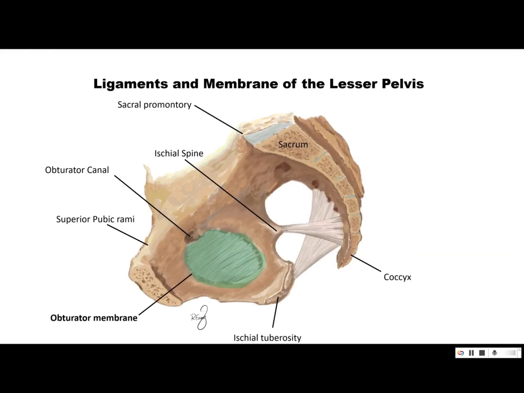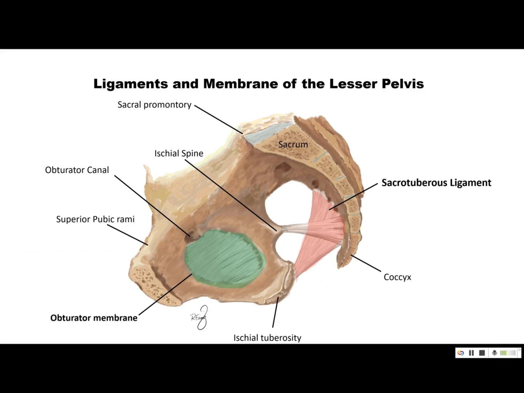The obturator membrane is a strong fibrous membrane that attaches to the margins of the obturator foramen. It almost completely closes the obturator foramen, except for the obturator canal. The obturator membrane provides attachment sites for the internal and external obturator muscles, which are critical for the attachment of the pelvic floor muscles.